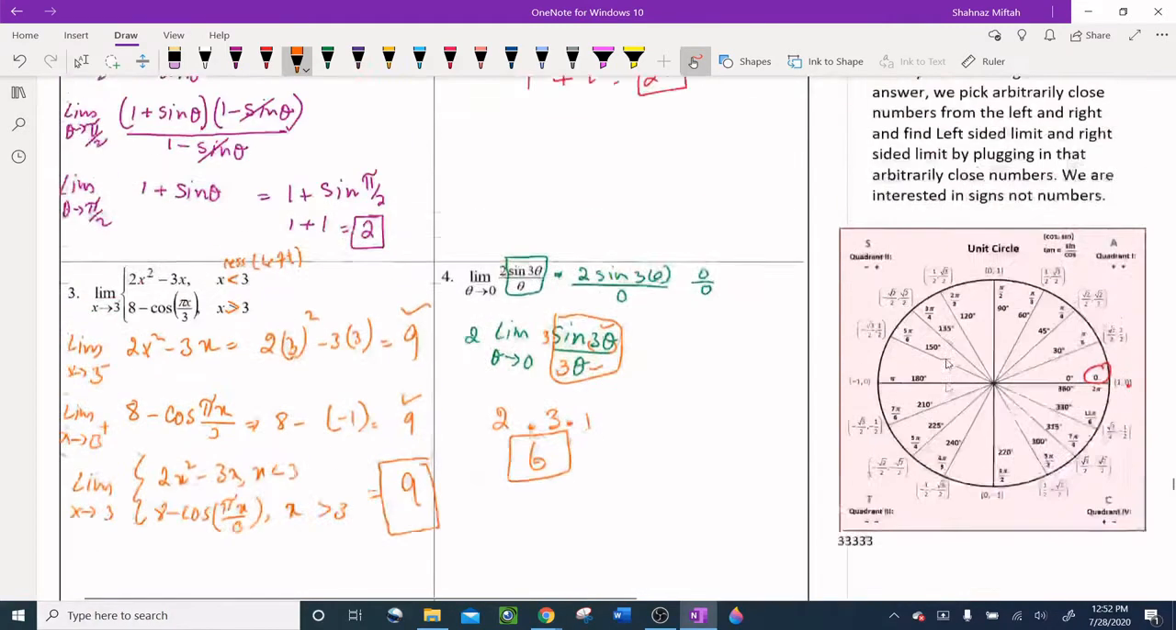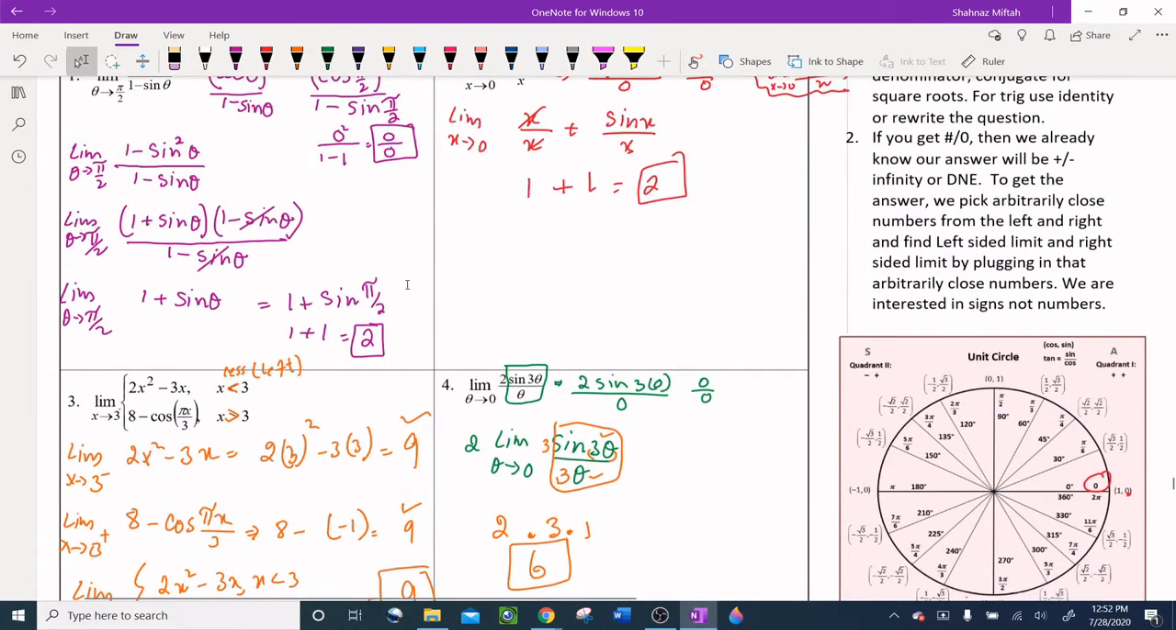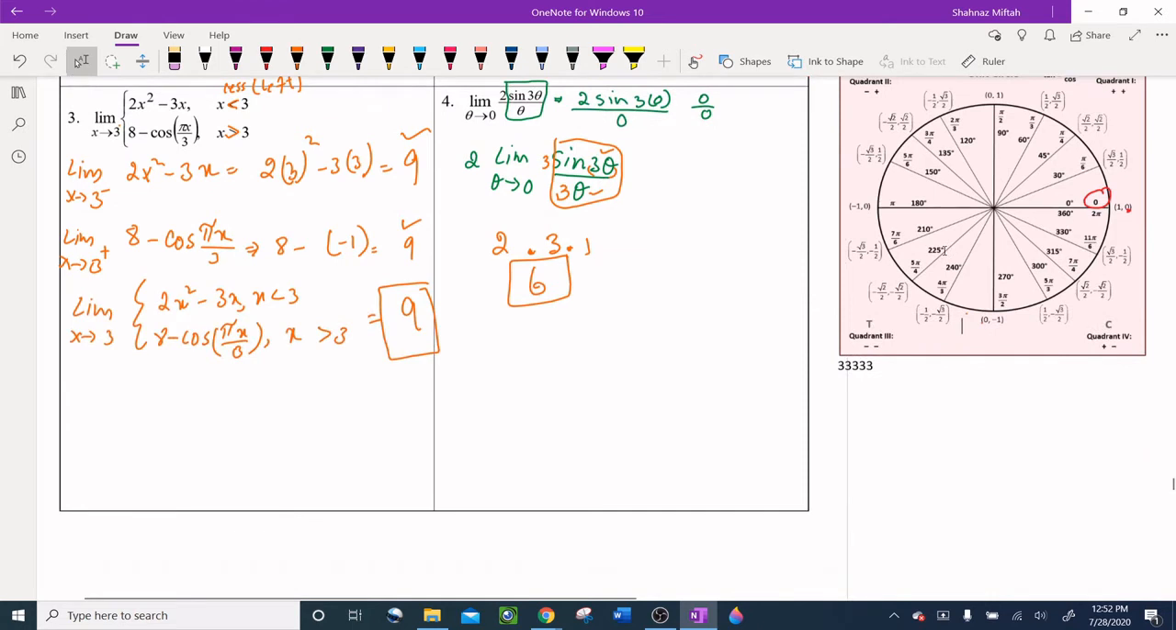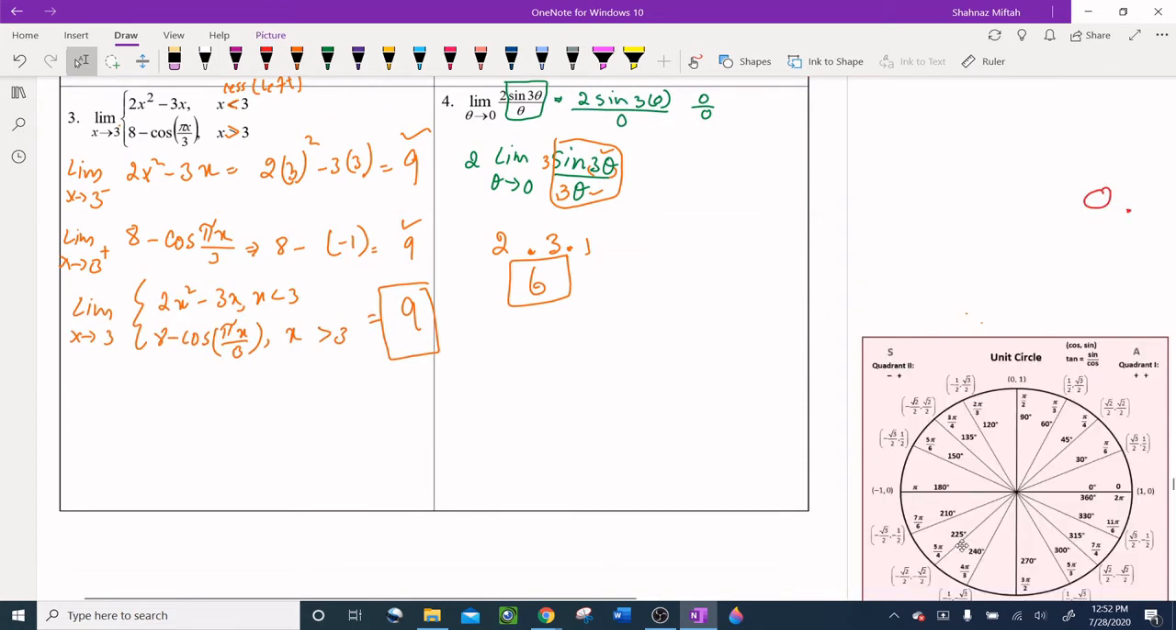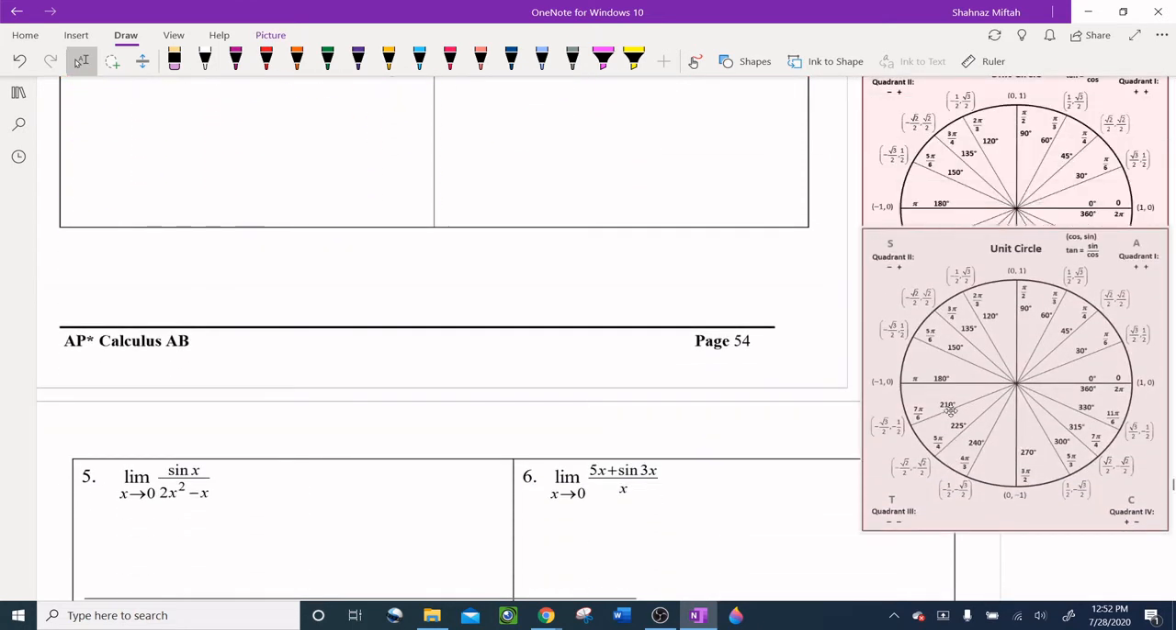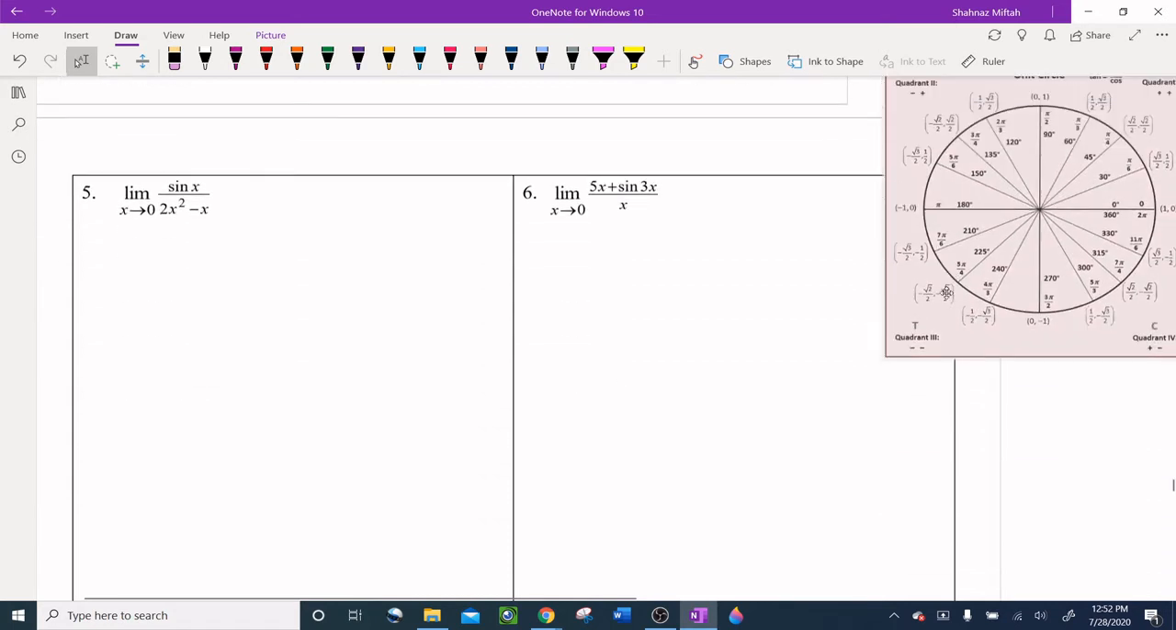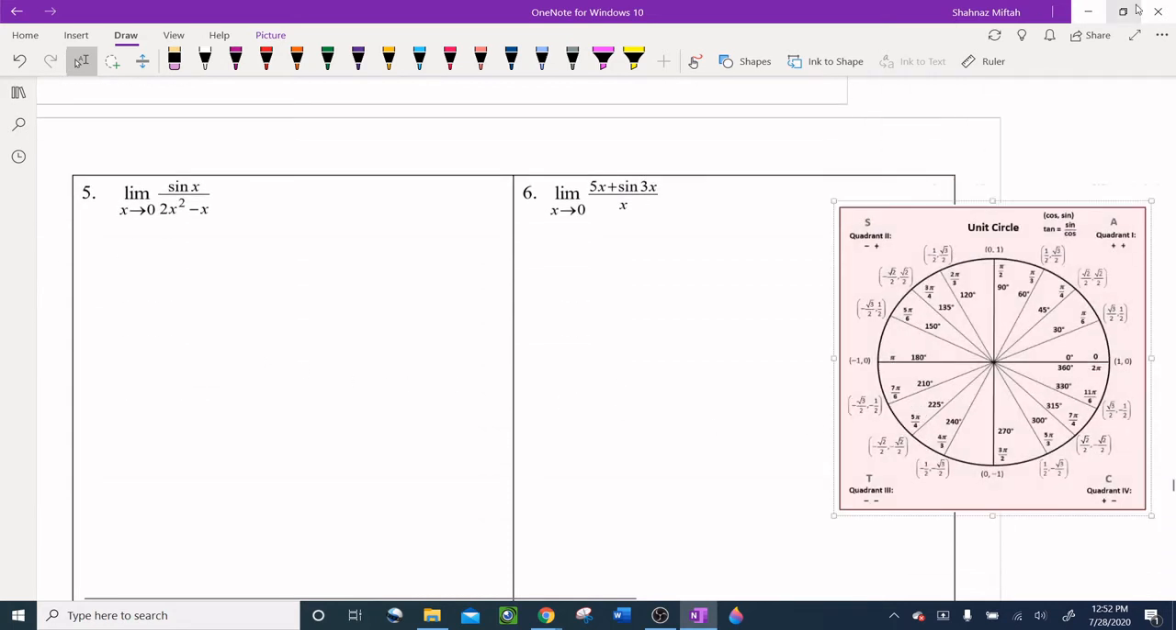So I'm going to move this, the unit circle, because we're going to need it down there. Okay, the steps we already remember those.